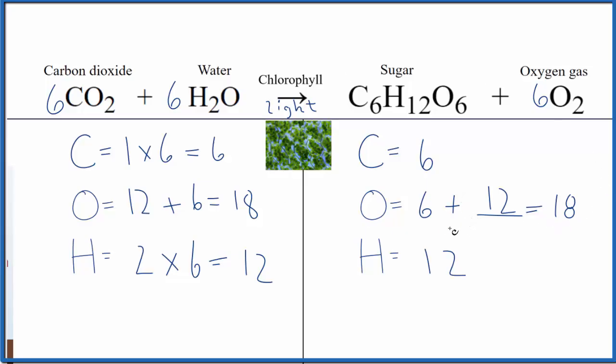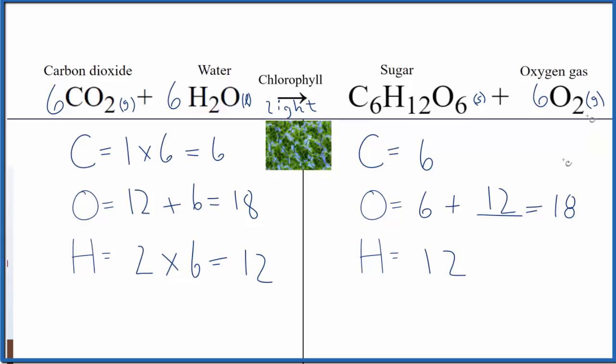If you want to write the states for photosynthesis, it'll look like this. Carbon dioxide is a gas, water, that's going to be a liquid. Then we have solid sugar. This could be dissolved in water in the plant, so I suppose that could be aqueous or it could be a solid. And then we have oxygen gas, O2.